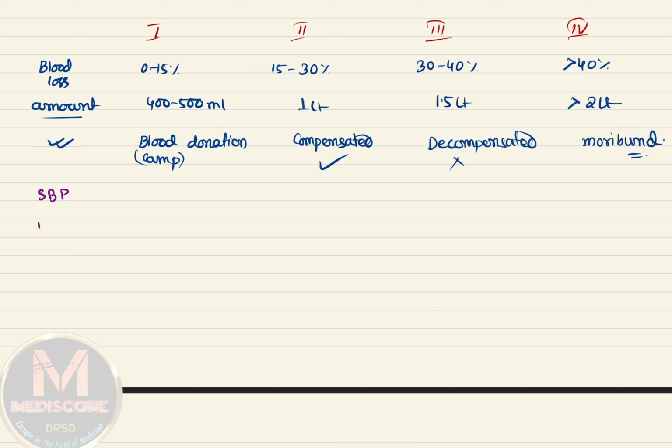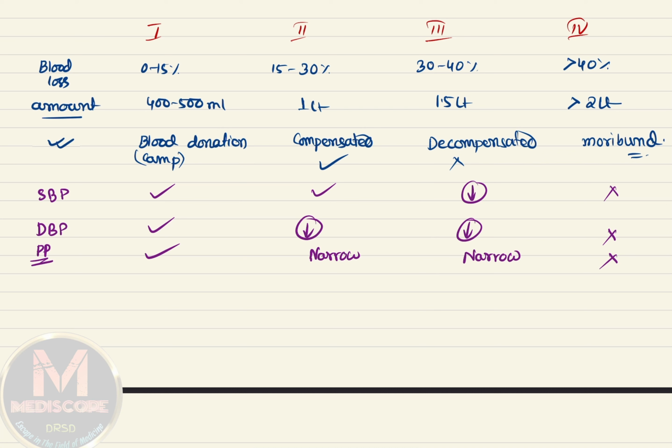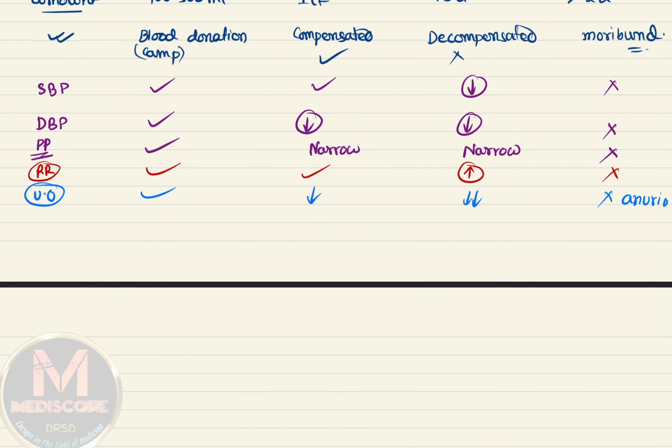Next, coming to the systolic and diastolic blood pressure. As I told you, in stage 1 everything is normal, in stage 4 not recordable. Systolic BP decreases fast in stage 2 and systolic BP decreases in stage 3. The pulse pressure is normal in stage 1 and not recordable in stage 4, and in stage 3 there will be narrow pulse pressure. Understand? Coming to the respiratory rate, everything is normal and not recordable, and here I told you respiratory rate increased, tachypnea in stage 3. Urine output, which is a very important clinical indicator, obviously: oliguria and anuria. So stage 3 oliguria, stage 4 anuria.